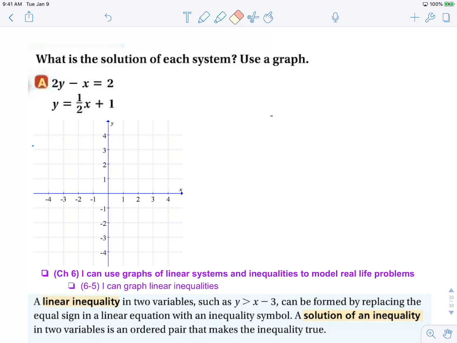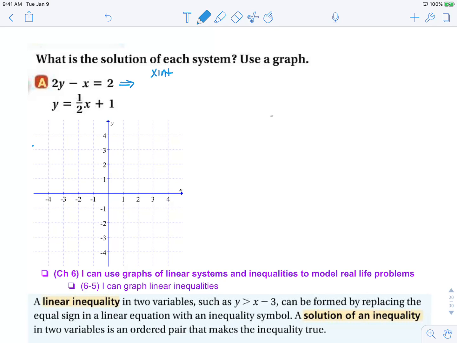What is the solution to the system? Use a graph. So this first equation is in standard form. When an equation is in standard form, I personally like to graph using x and y intercepts.